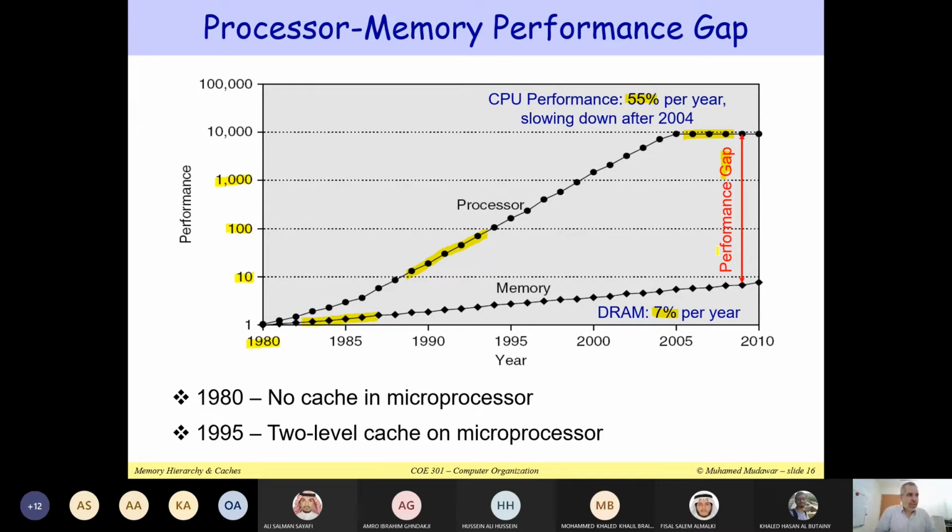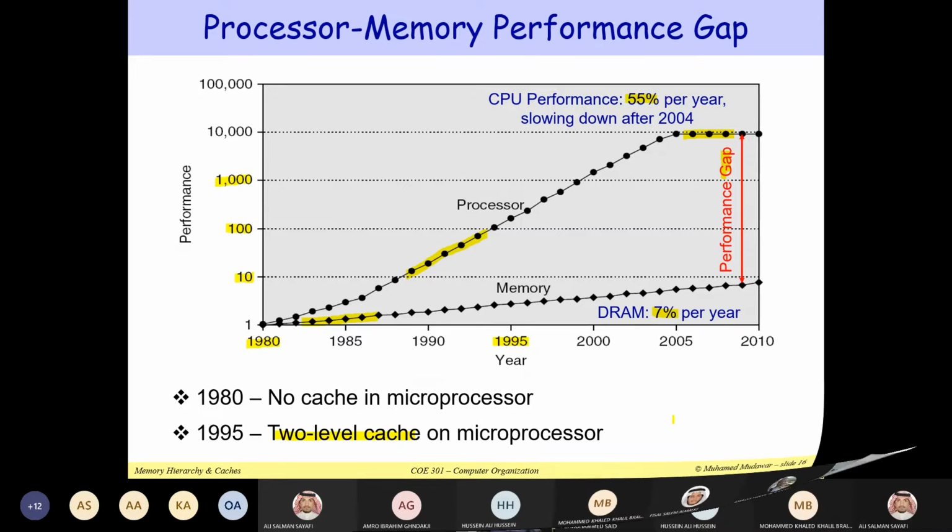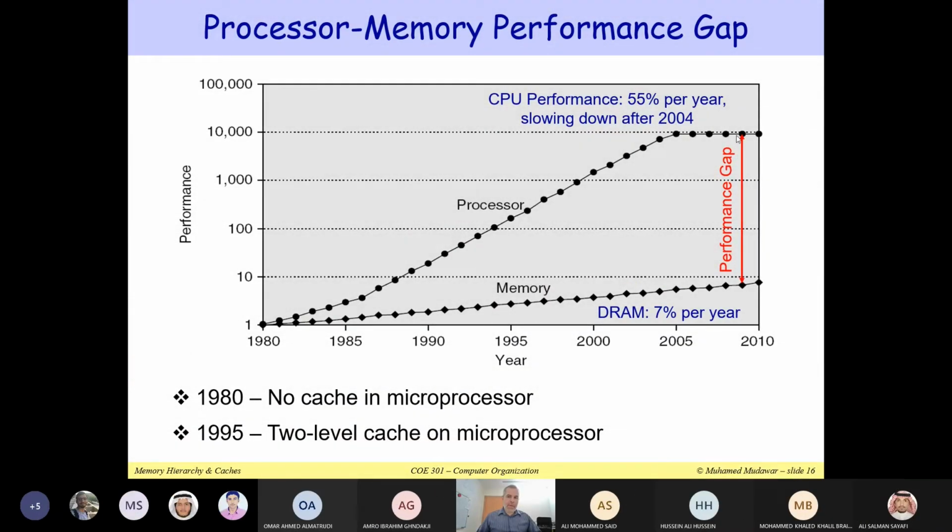So what was the solution? The solution was to introduce a cache memory inside the microprocessor. Even in 1995, initially it was just a single level cache, but by 1995, Intel had introduced 2-level cache in the microprocessor. And today we have 3 levels of caches inside the microprocessor. So there is a cache hierarchy, which is a complex hierarchy. We need to understand the basics of caches. The need for the cache memory is because we have this performance gap between the processor and the memory. For this reason, we have cache memory today.